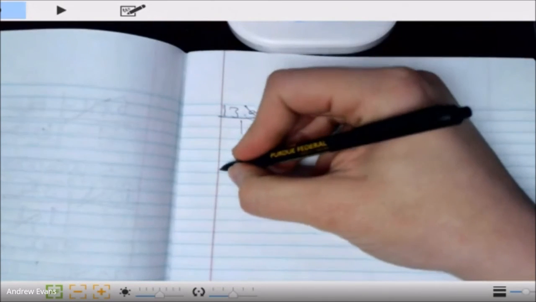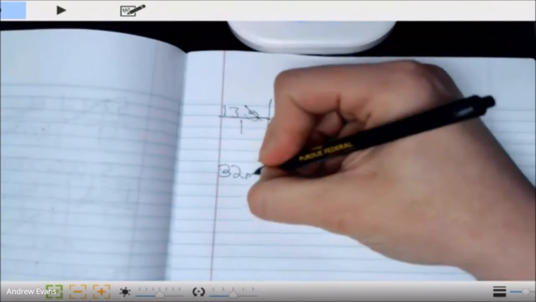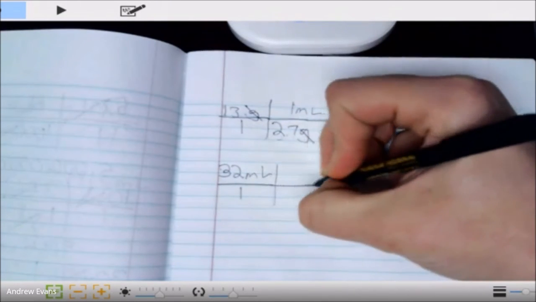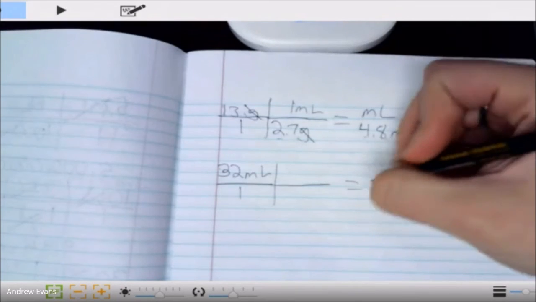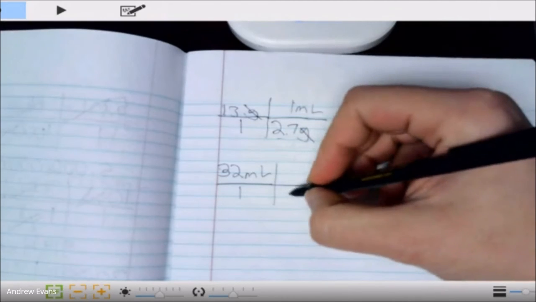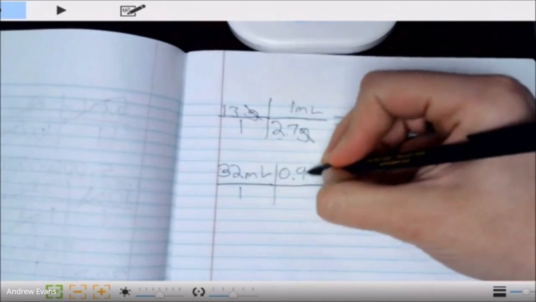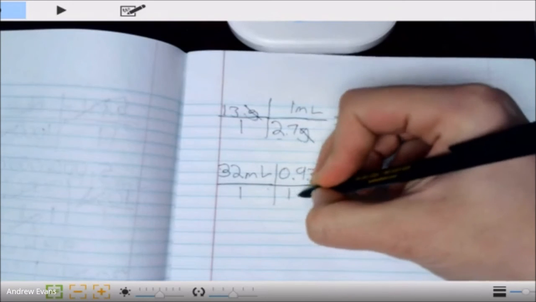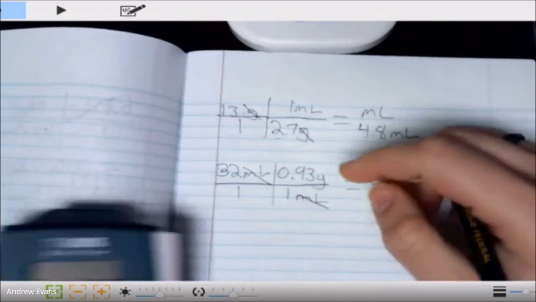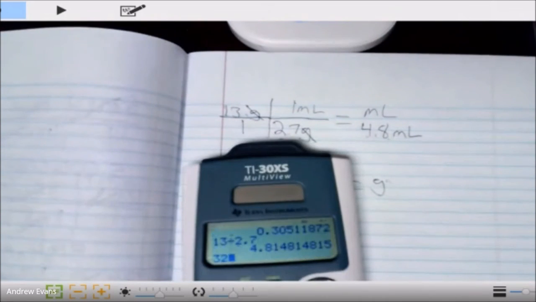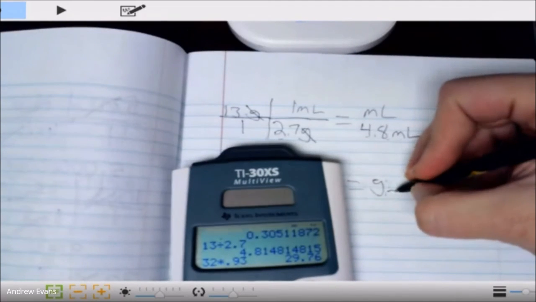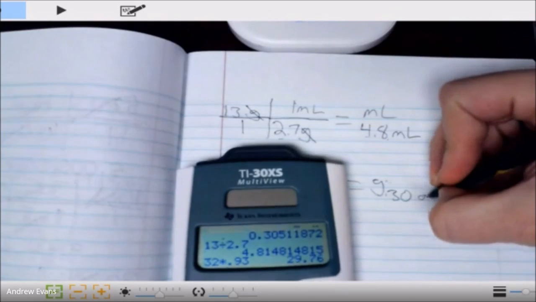Next one, I have 32 mils starting with, and I want to know what's the mass. So if I want grams on top, I need to cancel out mils. So the density is 0.93 grams per 1 mil. Mils and mils cancel, and you get, I've already done this one. Remember, 32 times 0.93 gives you 29.76, which rounds to 30 grams.